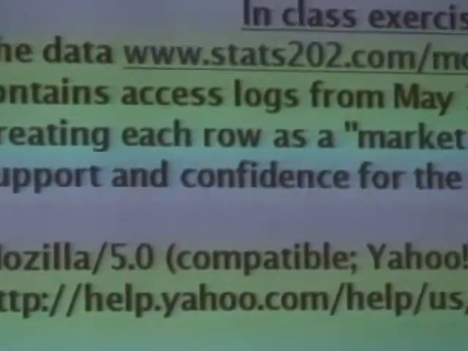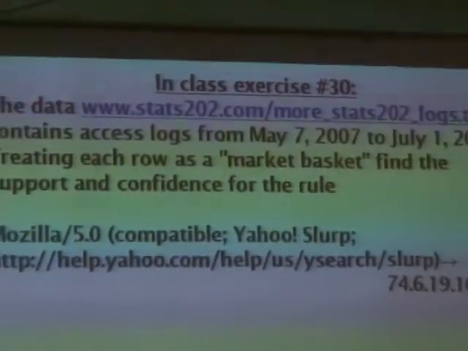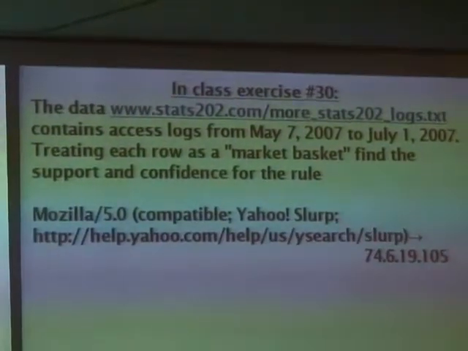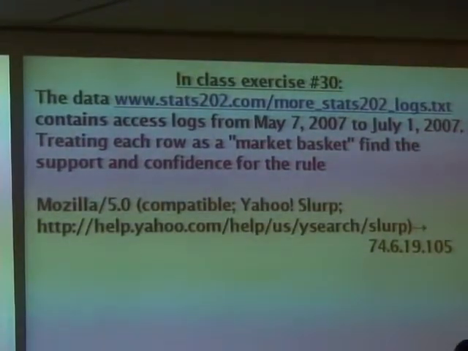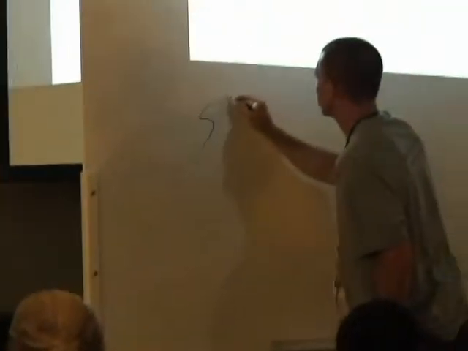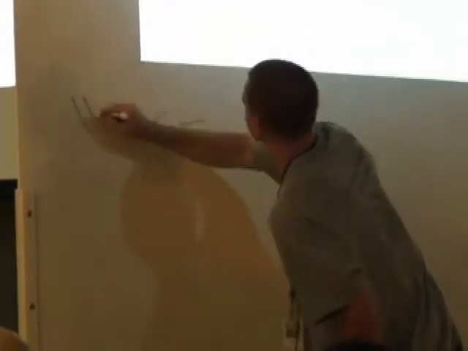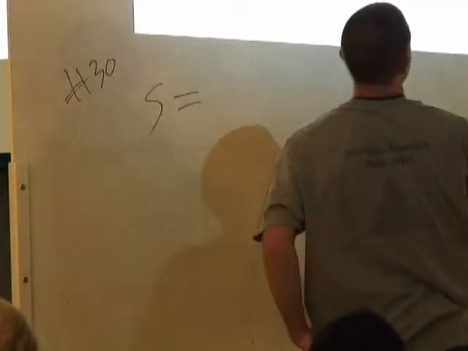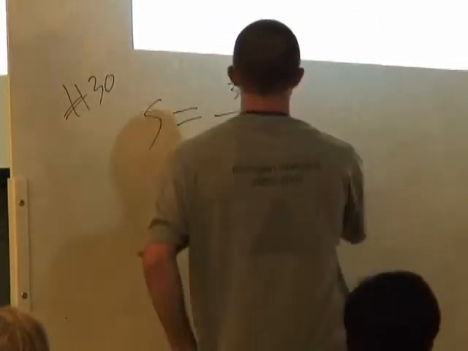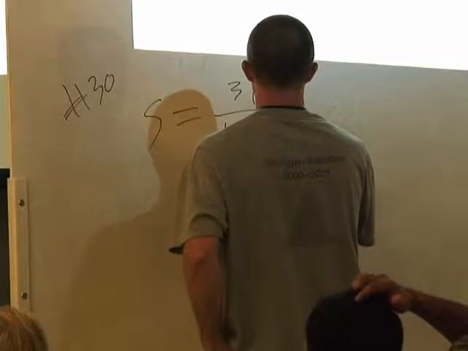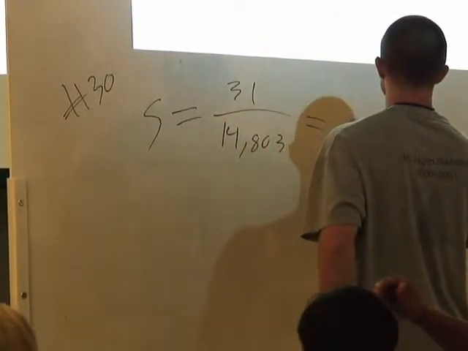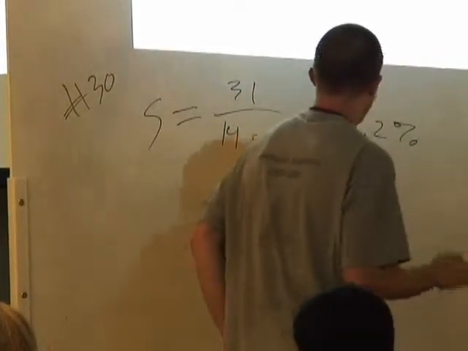support and confidence for that rule, right? So let's see. I don't have my calculator, I'll just use R. Okay, so we want Yahoo crawler implies that IP address. So the support has to be all the times that I have the Yahoo crawler and that IP address, which is the 31 out of the 14803, right? That's the support. And I think this comes out to be about 0.2%. You can check that.